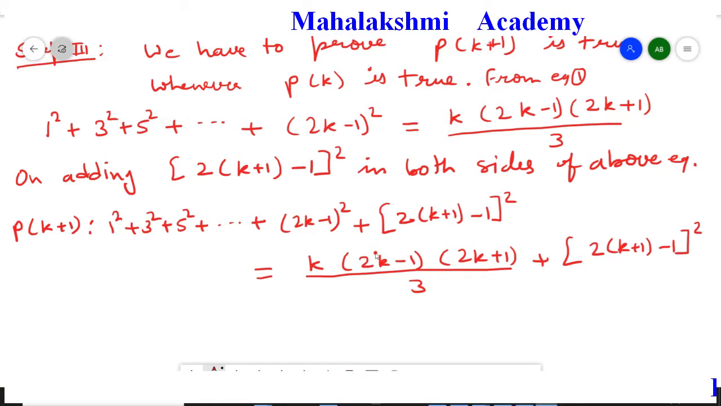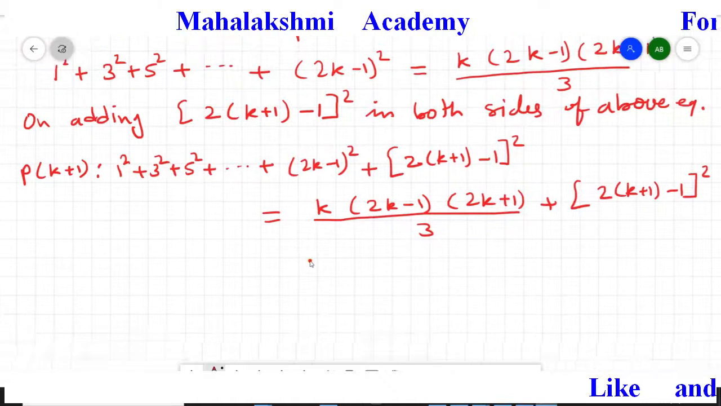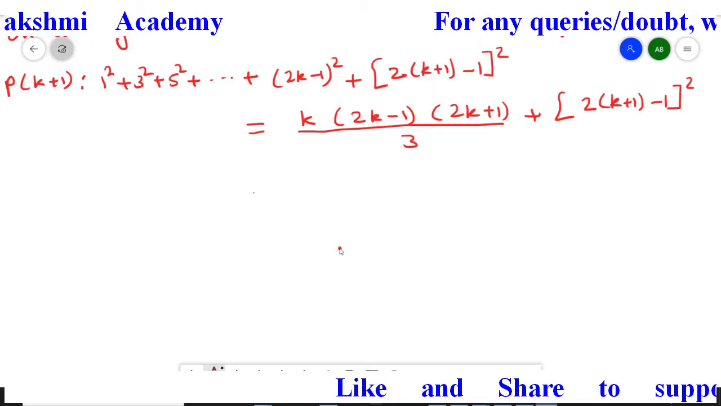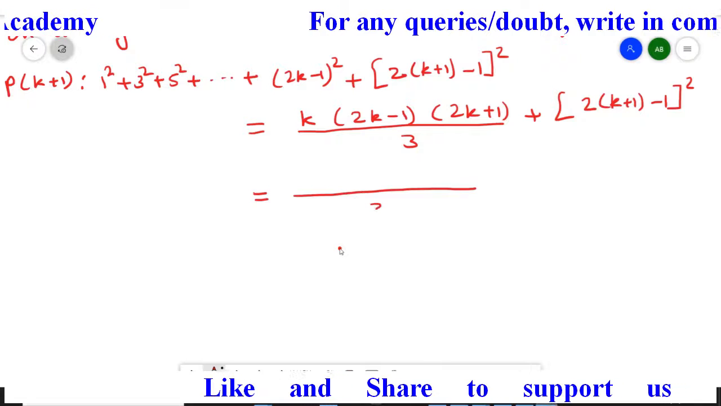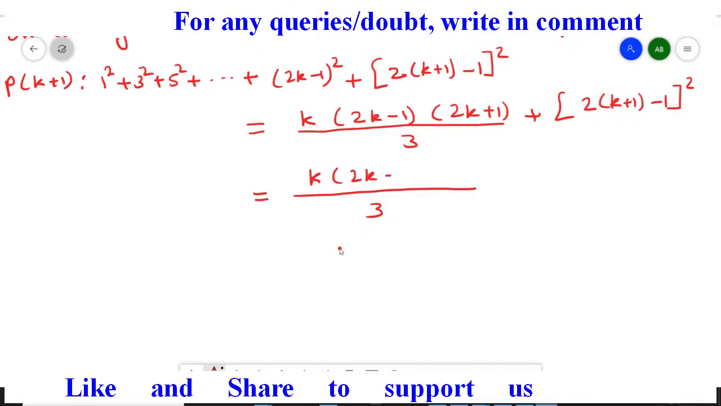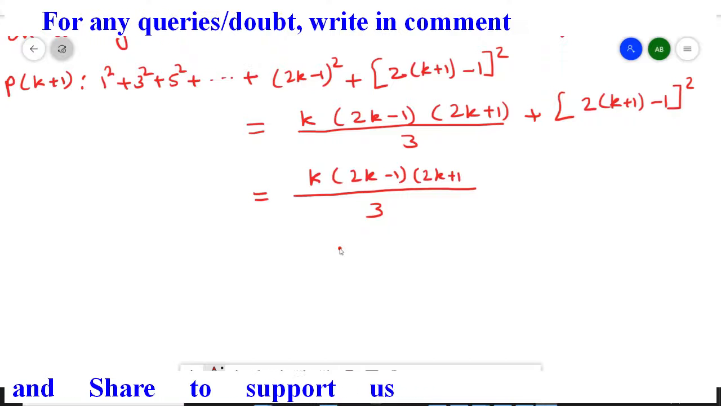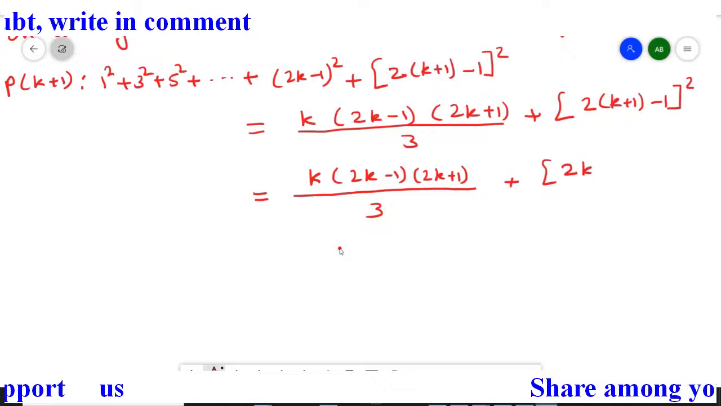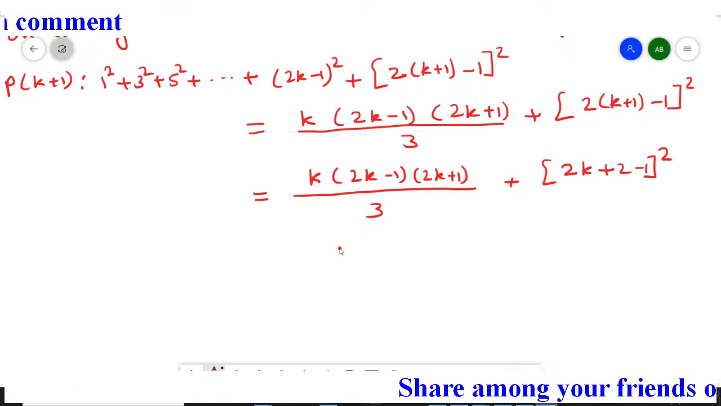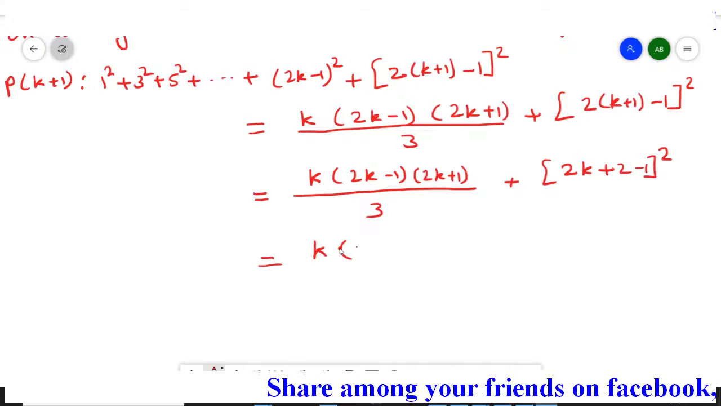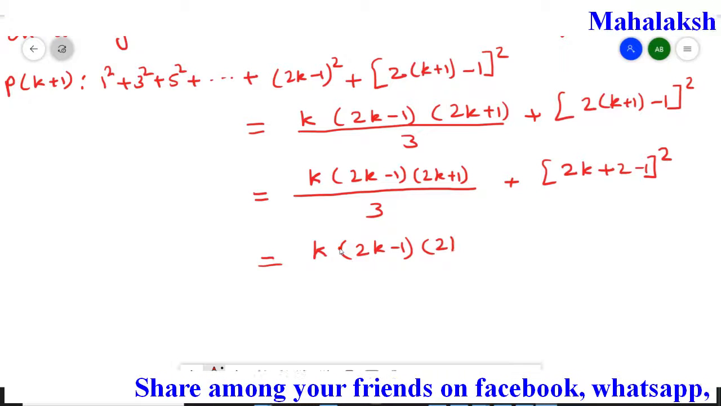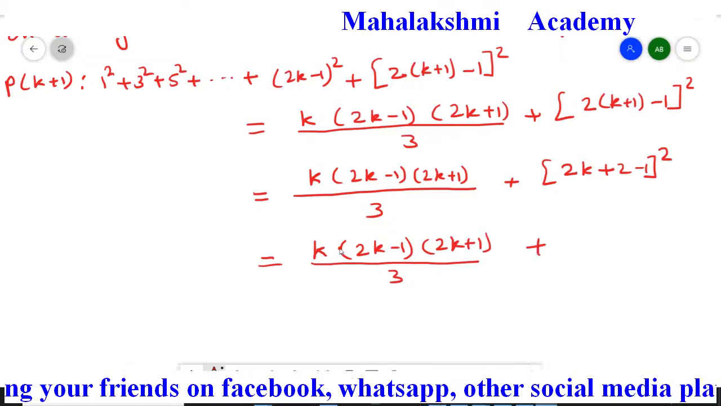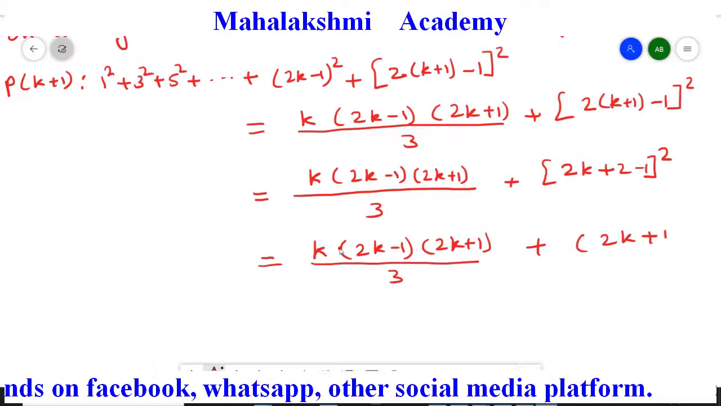Now we simplify it. Now the right side we have to simplify. We don't have to make any change in the left side. So the right side we have to solve. The first term we write as it is: k(2k minus 1)(2k plus 1) divided by 3. Here I am going to open the small brackets. When we open the small bracket, we get (2k plus 2 minus 1) whole square. It will give us k(2k minus 1)(2k plus 1) divided by 3, and that will give us 2k plus 1.